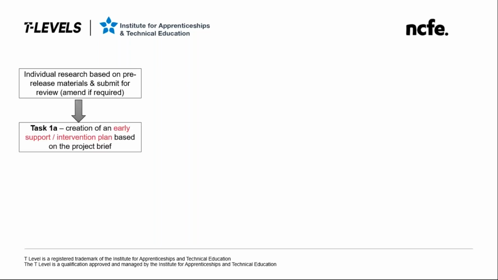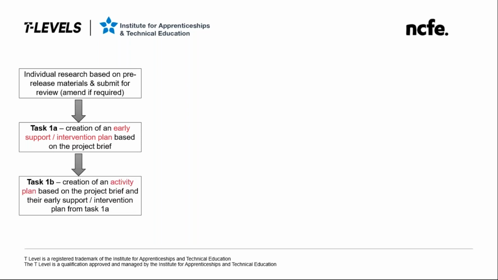So task 1A of the ESP requires the student to create an early support or intervention plan based on the pre-release information and project brief. Task 1B requires the student to produce an activity plan based on the plan produced for task 1A.